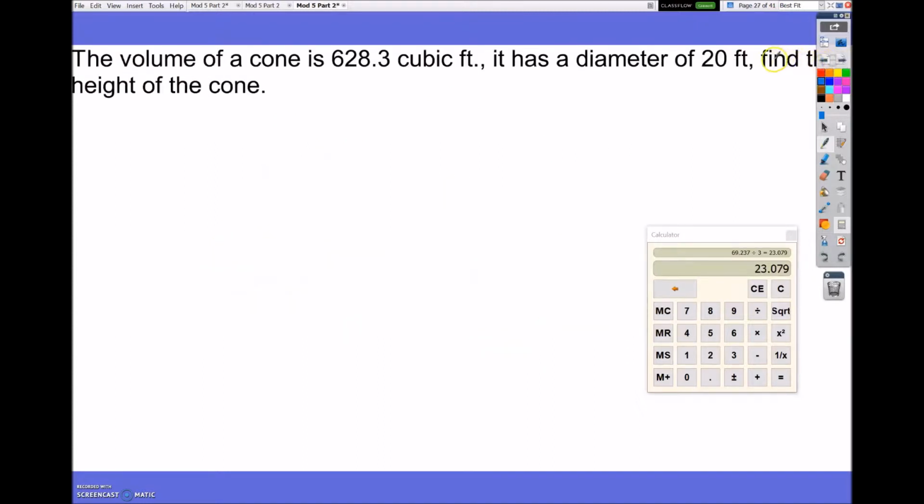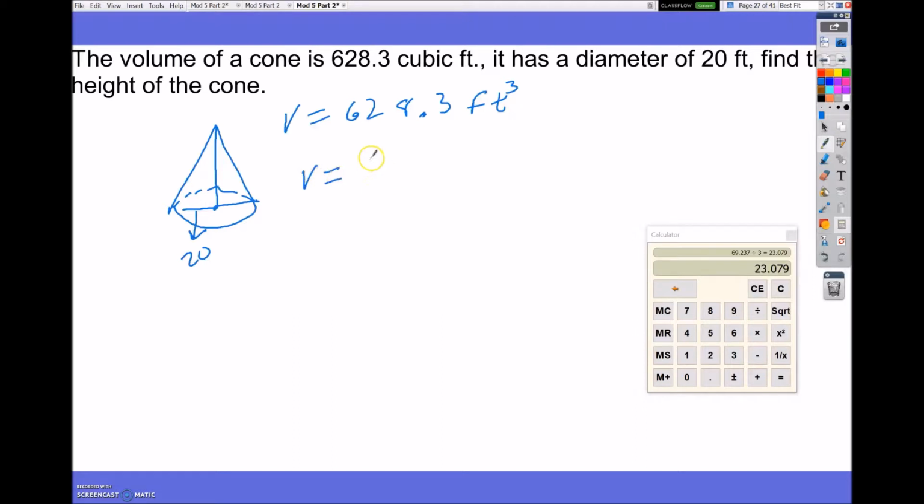All right, the next one we're going to do says the volume of a cone is 628.3 cubic feet. It has a diameter of 20 feet. Find the height of the cone. It already gives me the volume, so let's figure out what I'm solving for. The volume is 628.3 cubic feet. I know that it has a diameter of 20, and it says find the height. So if I look at the formula, volume equals pi r squared times the height all over 3, I'm just going to plug in everything I know.